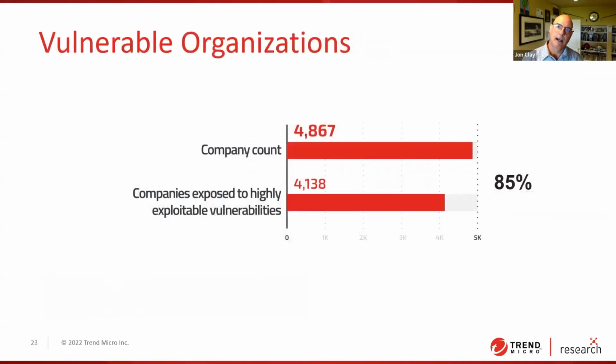Now, one of the things we actually have the capability of in our Vision One platform product is that we can identify companies that are exposed to highly exploitable vulnerabilities. You can see here, out of the total number of customers that we have on Vision One, which is 4,867 customers, 4,138 had exposure to highly exploitable vulnerabilities, meaning they hadn't patched those vulnerabilities. Good news is a lot of them have virtual patches using our technology. But again, this is information from our back end as well.